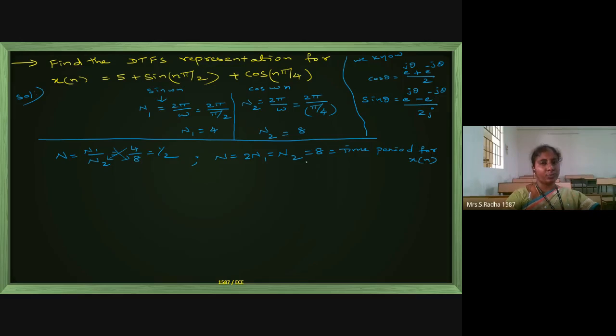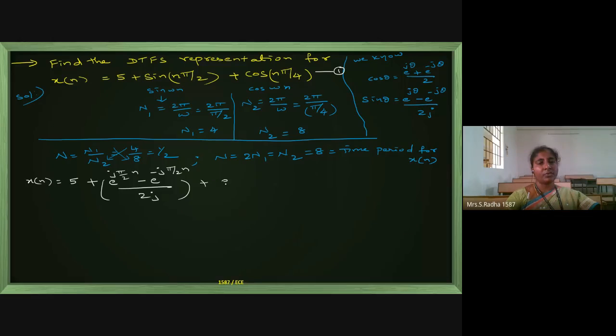So we know that 8 components will be present. Okay. So now what I will do, I will take the given question as equation number 1 and I will write the cos theta sin theta formula for this. So x of n is nothing but 5 e power 0. Then sin theta I will write e power j into pi by 2n minus e power minus j into pi by 2n divided by 2j. This is for sin theta I am writing.